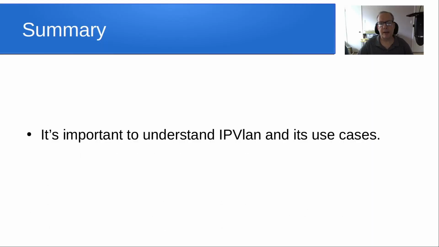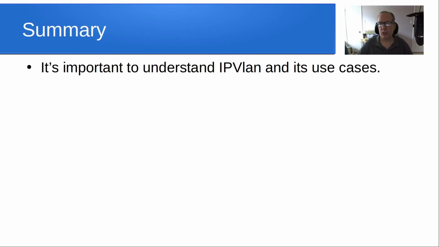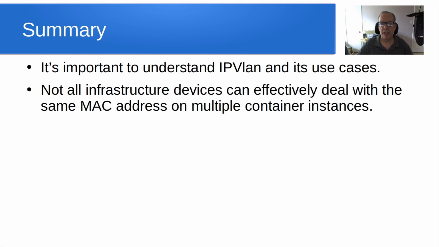So in summary, it's important to understand IPVlan and its use cases. So it's just another type of networking that we hadn't covered before. We've covered bridges and we've covered Macvlan extensively. So not all infrastructure devices can effectively deal with the same MAC address on multiple container instances. And that's one of the reasons why I had not covered it up until now.